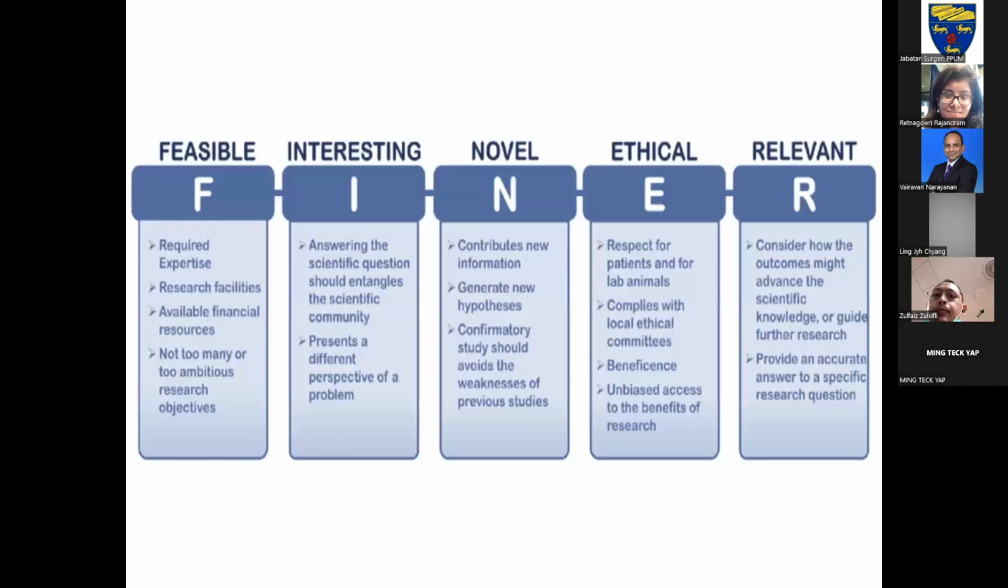So this is the kind of a sieve you use to assess your research question, to see whether that article you're reading actually has got a good research question. That good research question must be able to tick all these boxes. It must be feasible, it must be interesting, it must be novel, it must be ethical, or at least tick most of these boxes, even if not all. At least 3 out of these 5 must be ticked for the article to be worth reading.